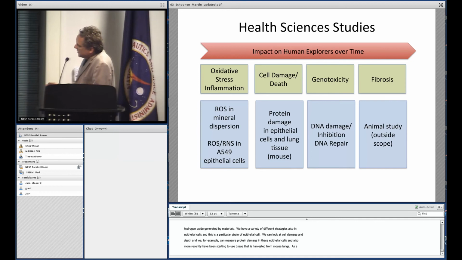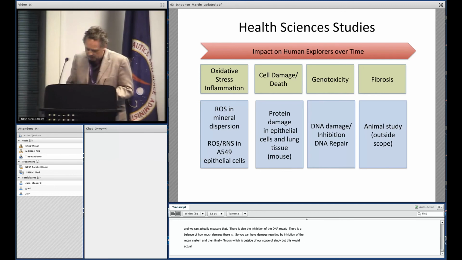And then the next level of injury, if you will, is genotoxicity, which may actually play out over a much longer time scale. So this may be, for example, years after somebody might come back from exposure. And that can be triggered by DNA damage, and we can actually measure that. There's also the inhibition of DNA repair. So it's really a balance between how much damage there is. Your body is constantly damaged, but it's also constantly repairing it. So you can have damage resulting by inhibition of the repair system. And then finally, fibrosis, which really is outside of our scope of study, but this would actually involve animal studies. For example, you would take mice or rats and expose them to the material.